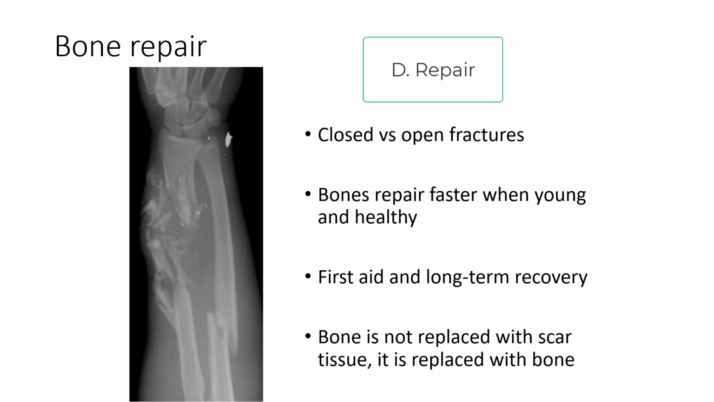How do bones get repaired? Well, this depends on a closed or open fracture, whether or not clotting is going to be needed and whether other tissues will need to be repaired as well, or whether bones will have to be put back together, as you see with this comminuted fracture right here. Bones repair faster when the individual is young and healthy. Bones repair much slower when the individual is not healthy or when the individual is old. First aid and long-term recovery are key, but the bones are capable of repairing themselves for the most part.